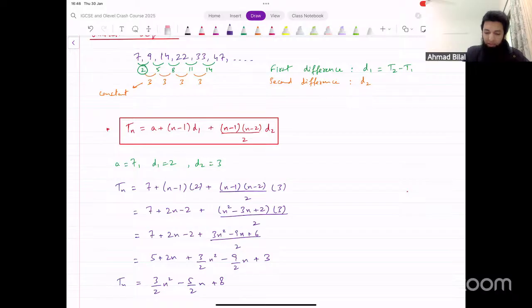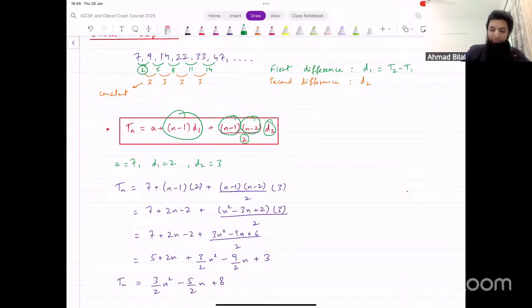Okay. This is the formula for the linear sequence. For a quadratic sequence, you just add one more term. Earlier, you had n minus 1 times d. Now you have n minus 1 into n minus 2 divided by 2 times d2, where d2 is the second difference of the sequence. And how do you figure out if it's a quadratic sequence or not? The second difference must be constant. If the second difference is constant, that means it's a quadratic sequence.